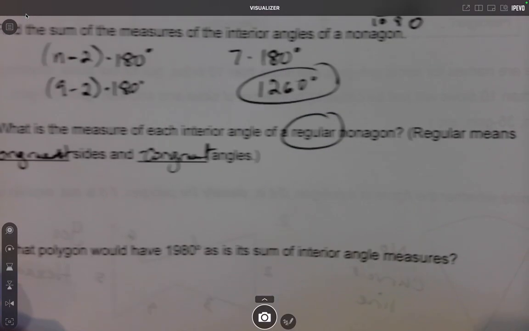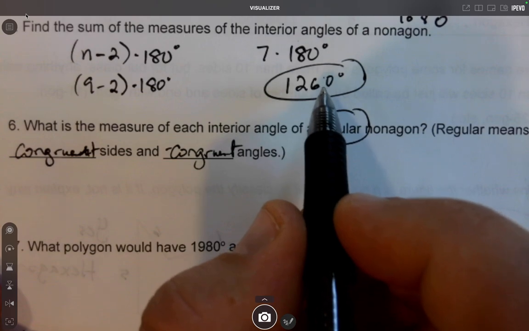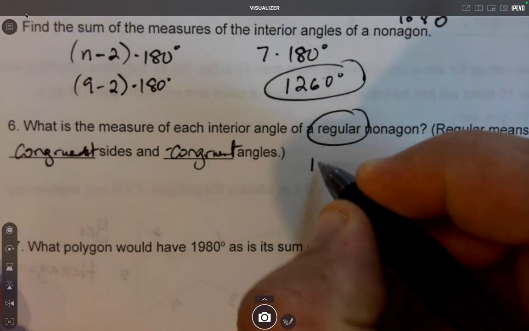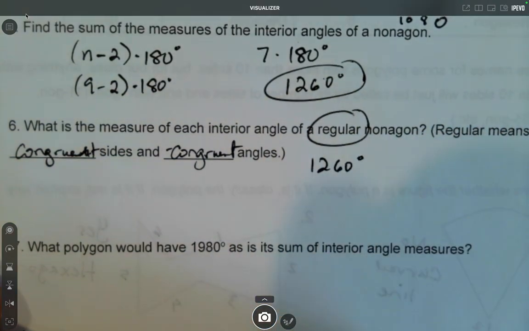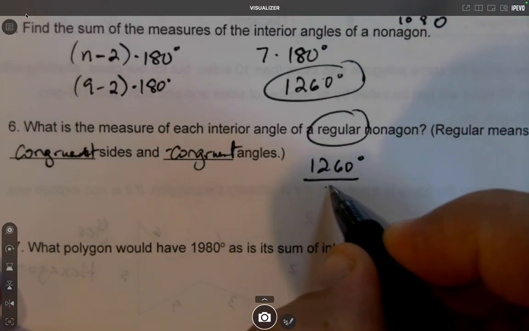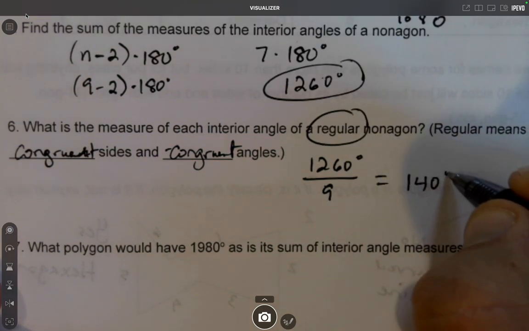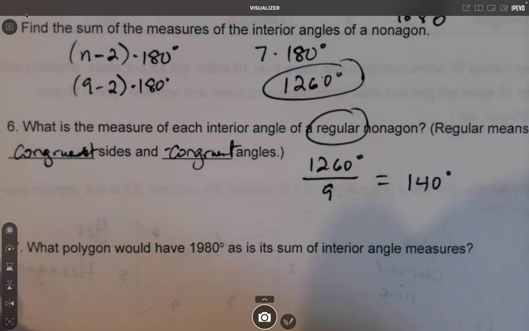So for a nonagon that has 9 sides, we just figured out it has a total of 1260 degrees. If it has 9 angles and all of them are equal, then we can divide their total number of degrees by 9 and find out that each individual angle inside the nonagon is 140 degrees.